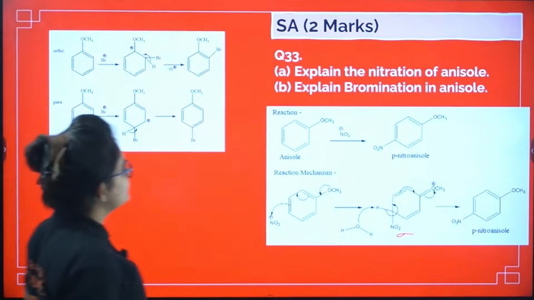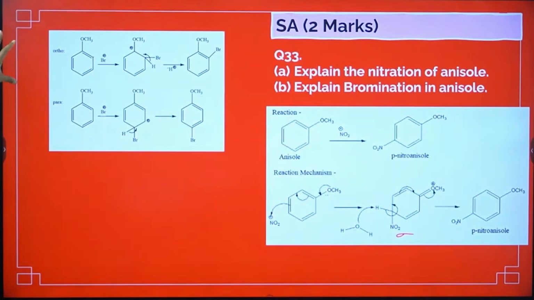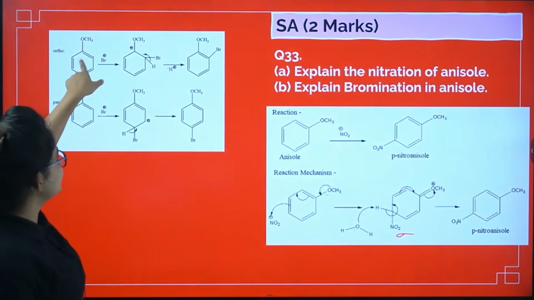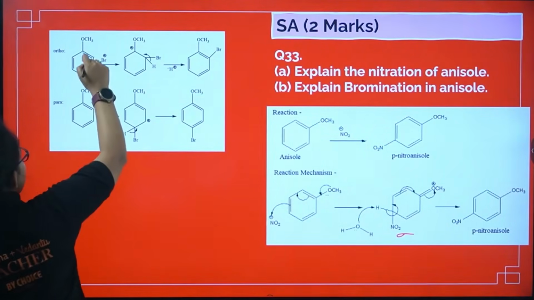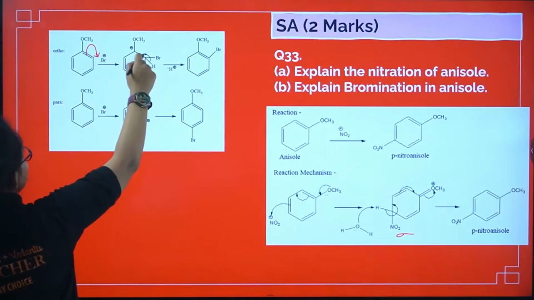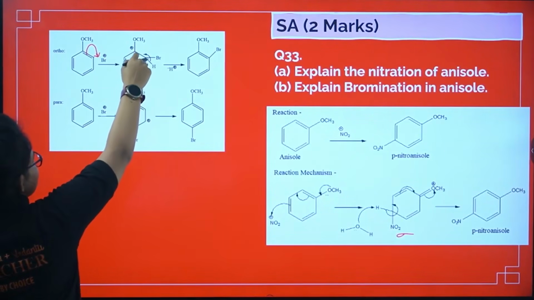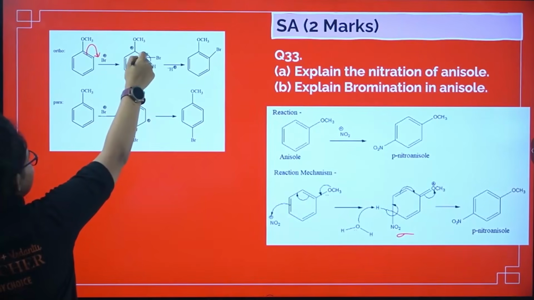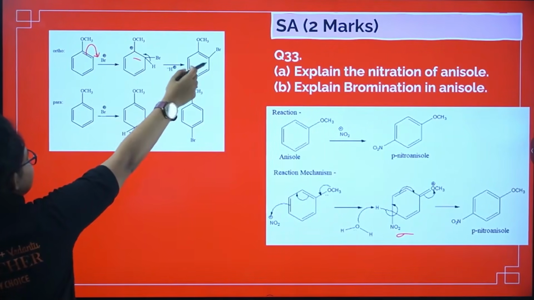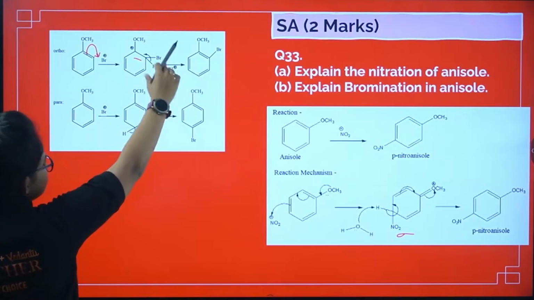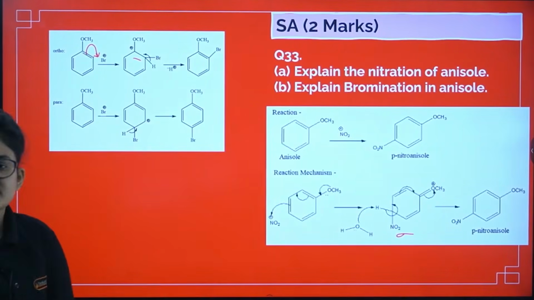Next, bromination. Here comes the bromination mechanism. This is the ortho, this is the para position. Same thing, Br plus is your electrophile here. So Br plus will be attacked by the double bond at first and one sigma complex will be generated. Now to get back the aromaticity, this carbon hydrogen bond will break and the electron will jump here. As a result of this you can see the aromatic character will come back. So ortho and para. I guess it is clear.